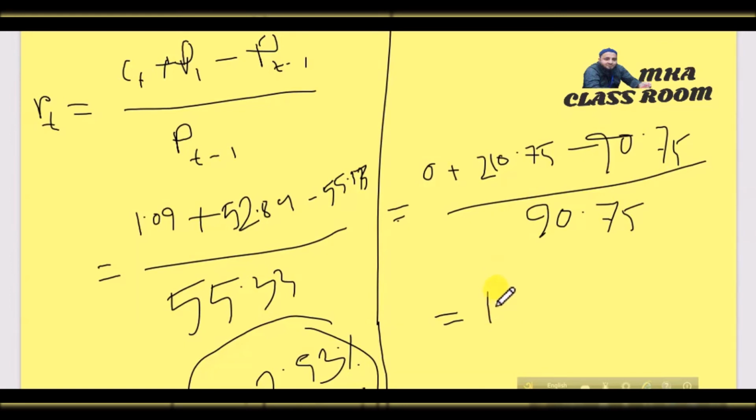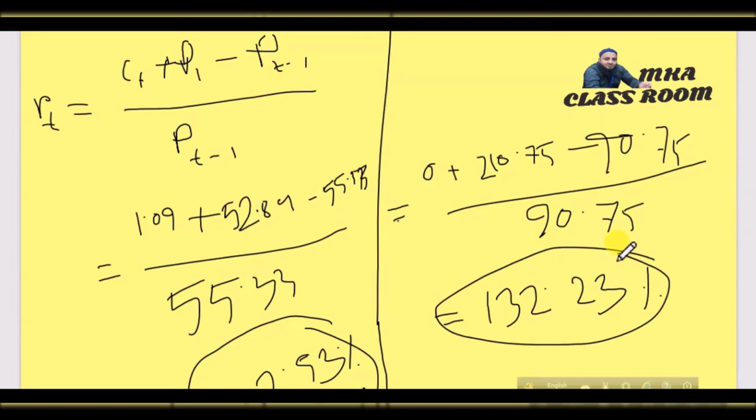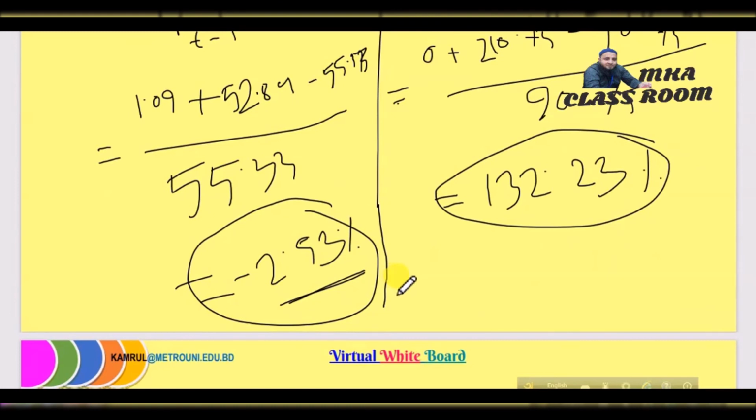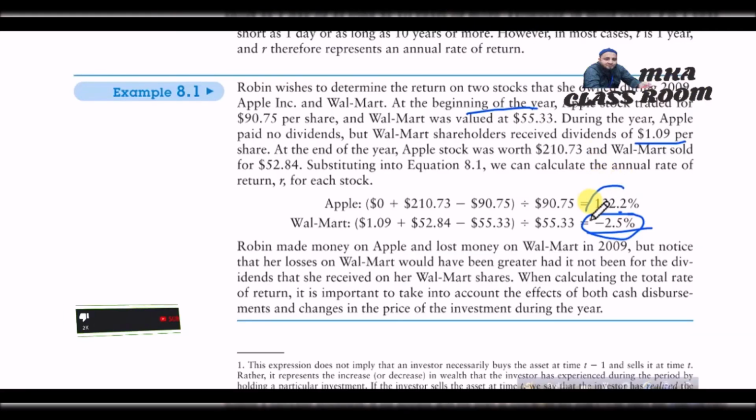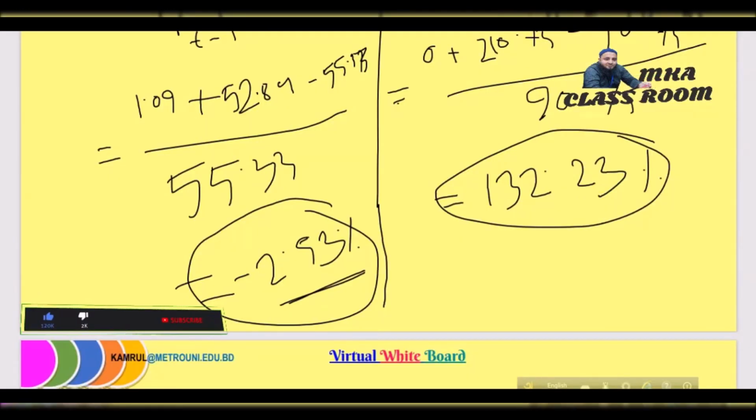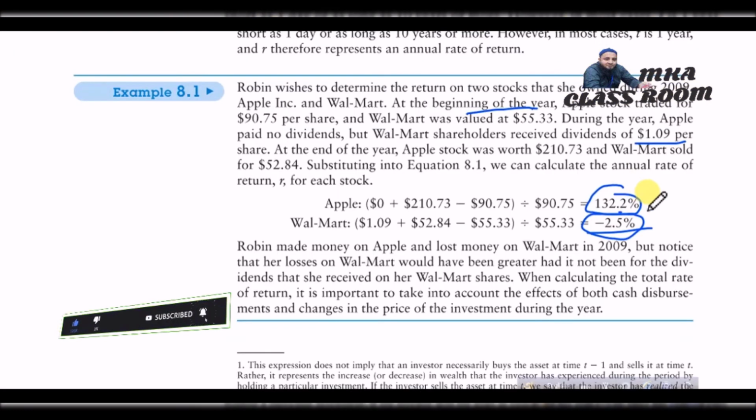Here it shows 132.23%. That means Apple Corporation shows a return of 132.23% during the year, whereas Walmart returns negative 2.53%. So that is our result, 132.23%.